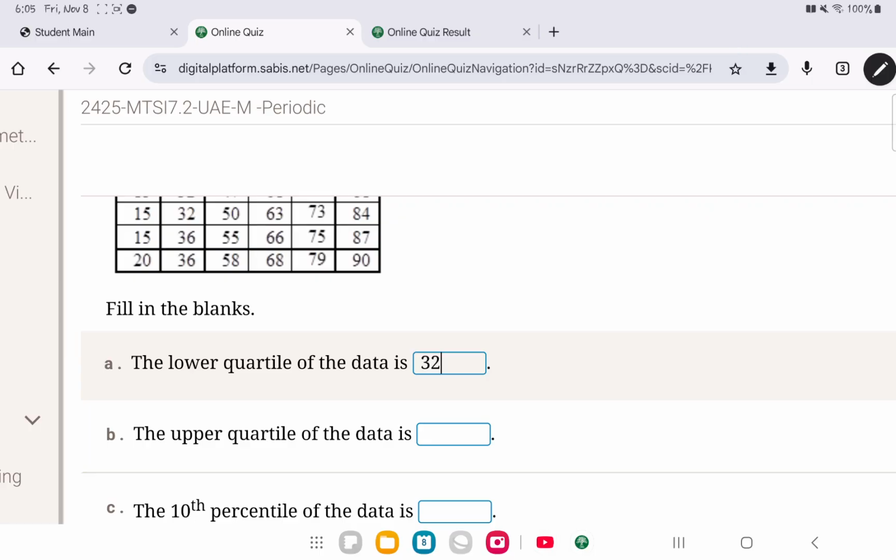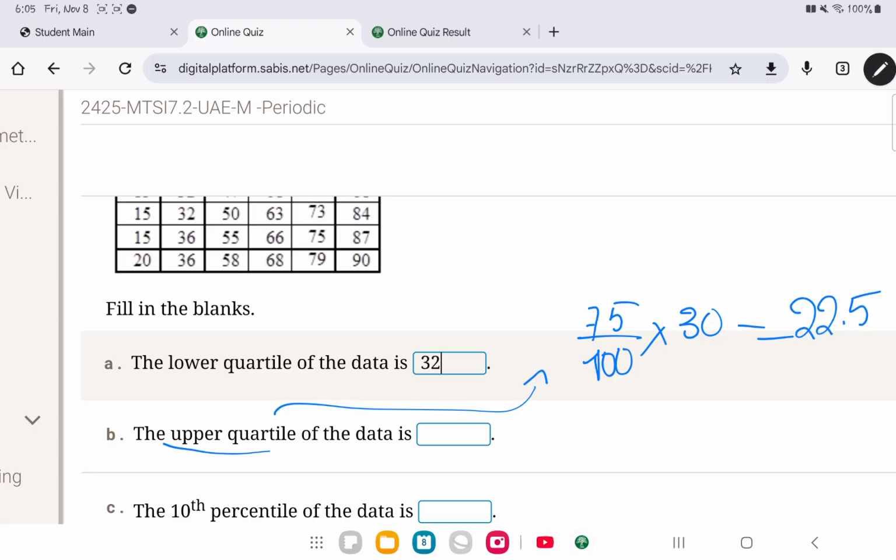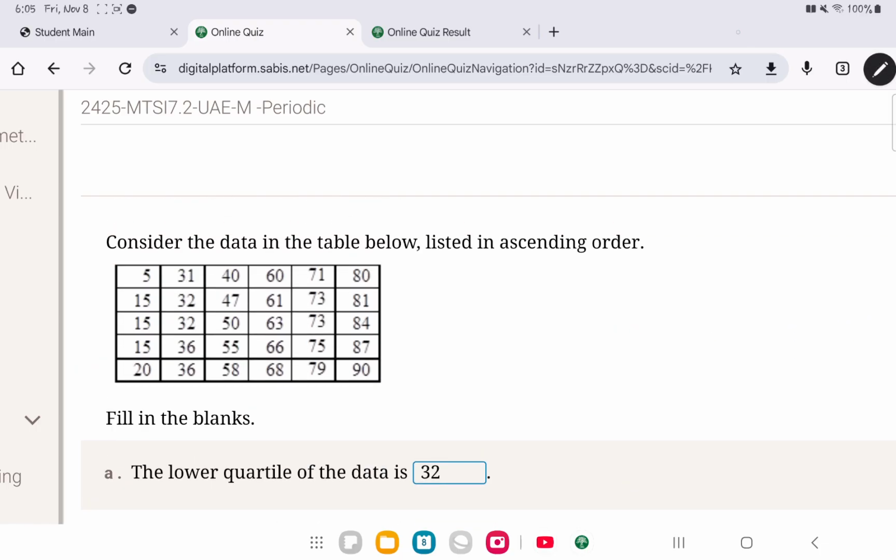Next, we move to the upper quartile of the data. Lower quartile is 25%. Upper quartile means what? 75%. So 75 over 100 times the total, which we found to be 30. If you do it on your calculator, you are gonna get 22.5. So 22.5. Okay, we are gonna take the bigger number, which is 23. So you need to find the 23rd term.